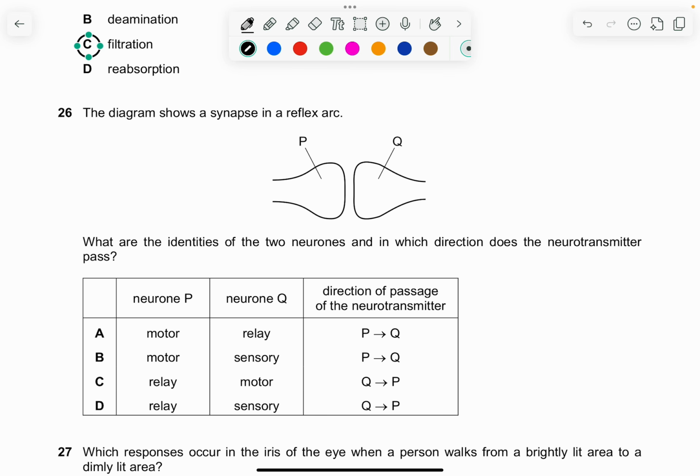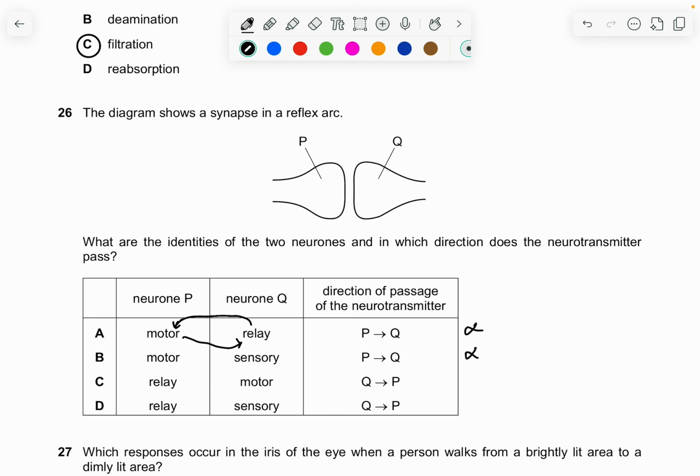Question 26. The diagram shows a synapse in a reflex arc. What are the identities of the two neurons? In which direction does the neurotransmitter pass? Let's look at each of the options. Neuron P is the motor, neuron Q is the relay, and the direction of passage of the neurotransmitter is P to Q. This is wrong. It should be the relay first and then the motor second. Next one, motor to sensory, P to Q. This is also wrong.